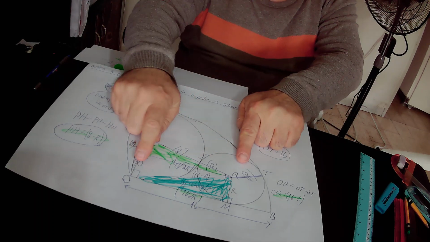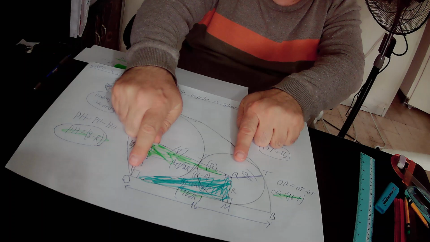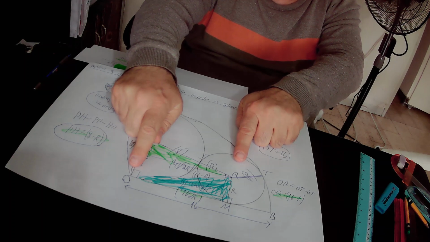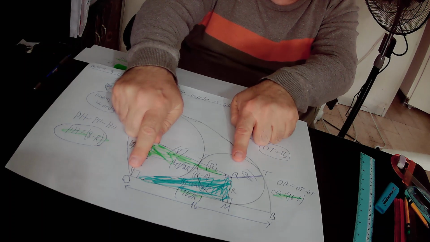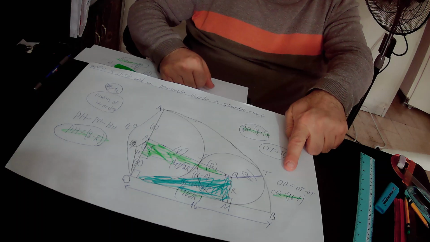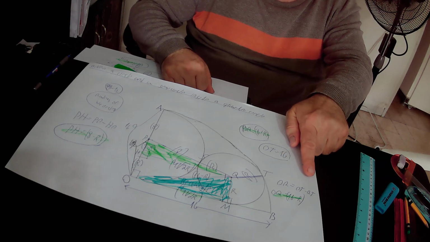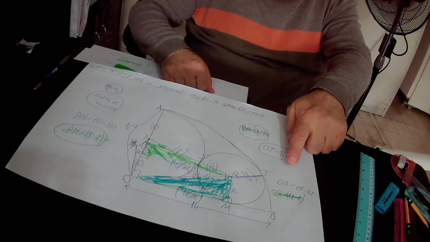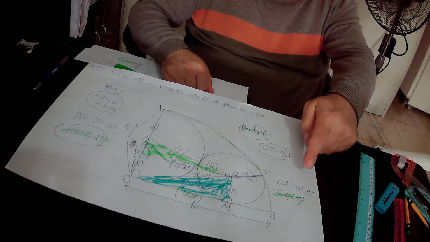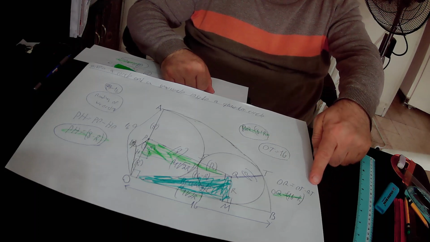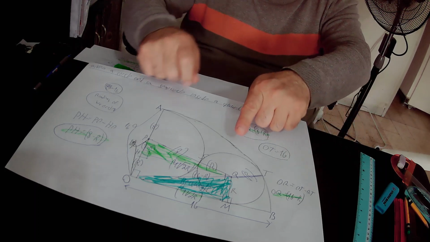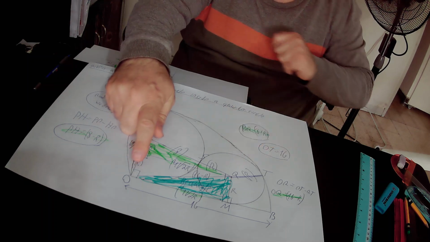So what is the length of line QO? From the drawing, it is very easy to see that QO equals OT minus QT. So QO equals OT, that is 16, minus QT, that is R. So in total, QO equals 16 minus R.